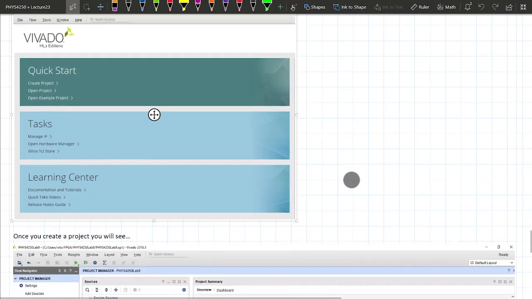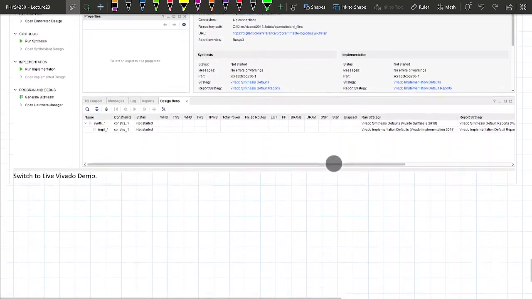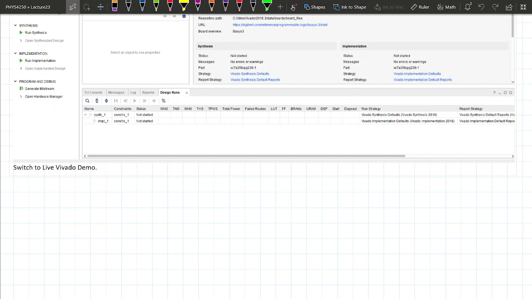Okay, so what I want to do is show you guys how to create a project on Vivado and what that looks like. Since this tablet is super slow, I think it should run fine actually. It's not too bad, but I already have it set up on my laptop, so let's just run the demo here.